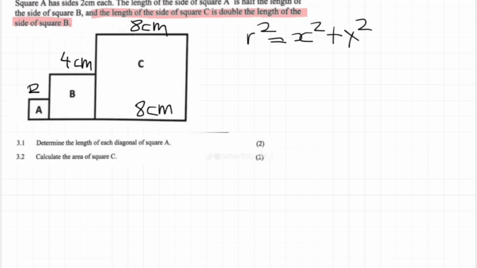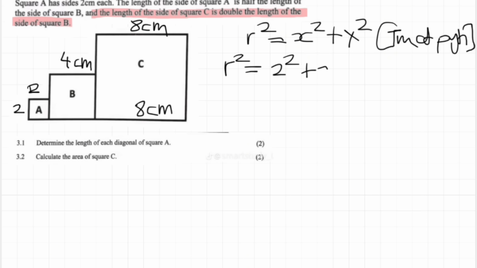So this is the theorem of Pythagoras. I think this is unnecessary, but r is what we are looking for, and then x and y are going to be 2 squared plus 2 squared. Then we're going to take the square root of both sides, and r is going to be, if you punch this on a calculator, 2 root 2. Perfect.